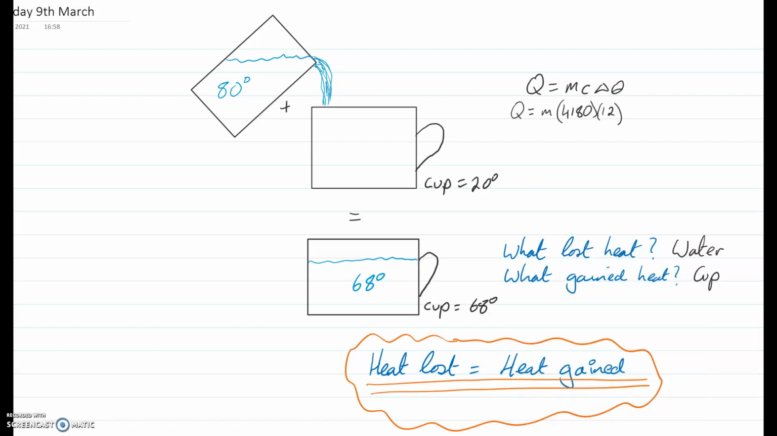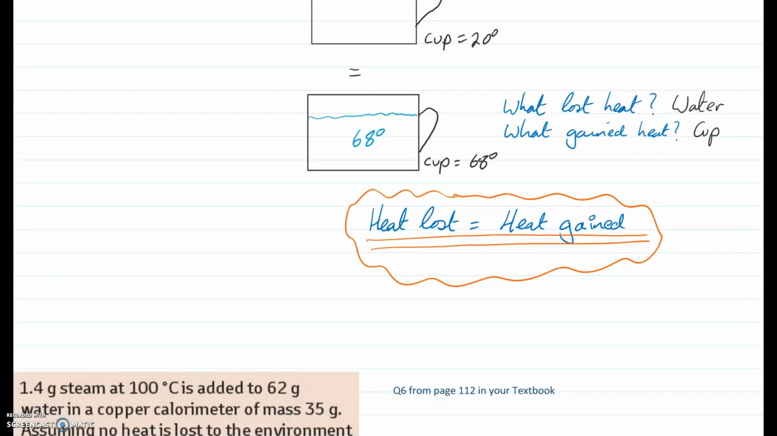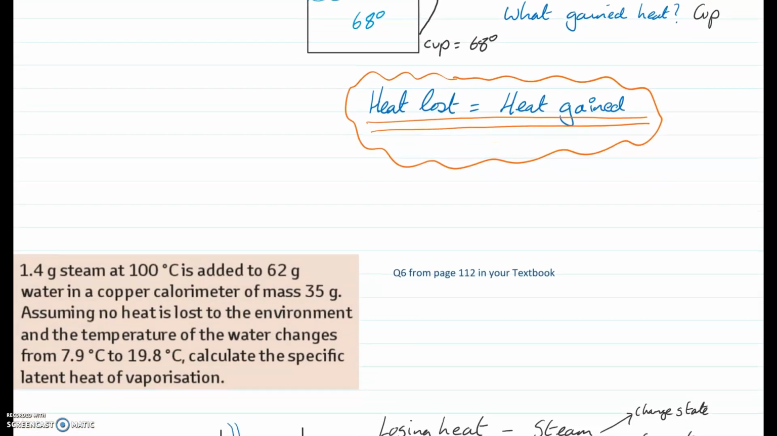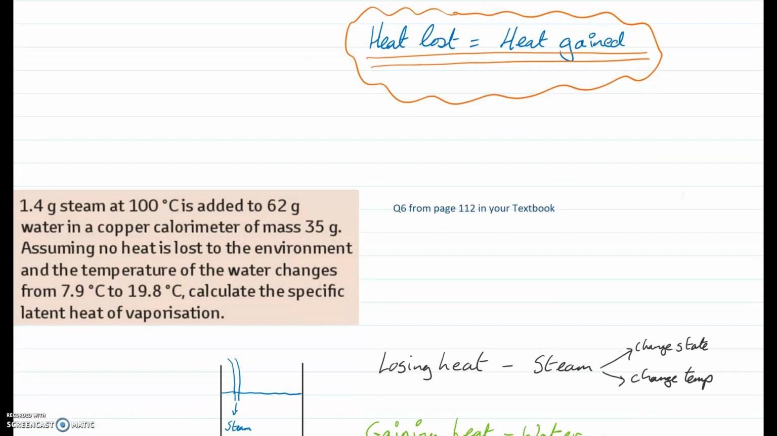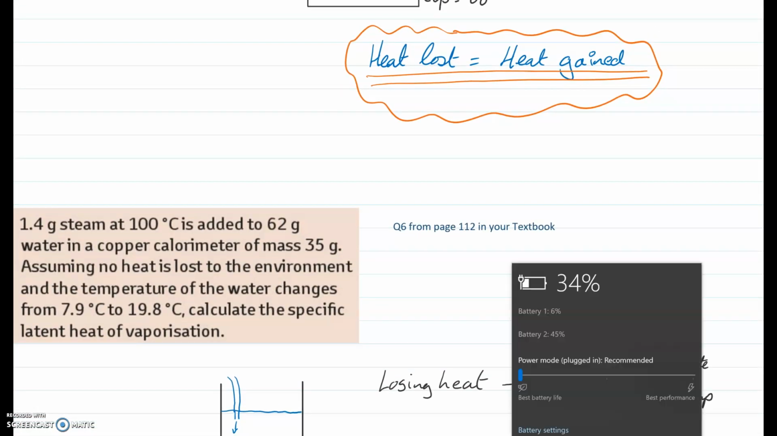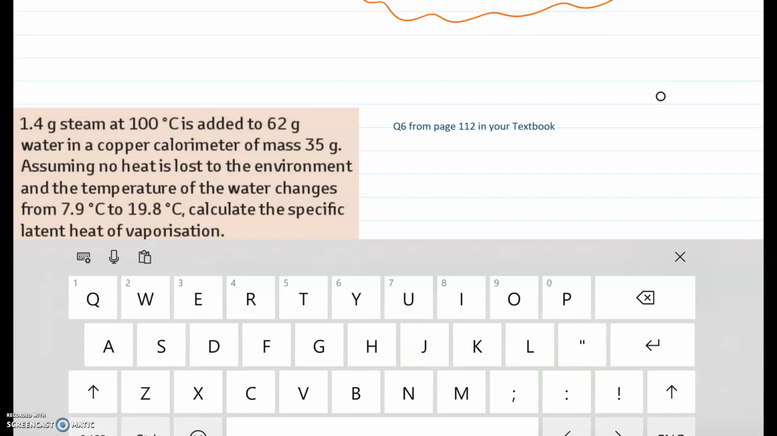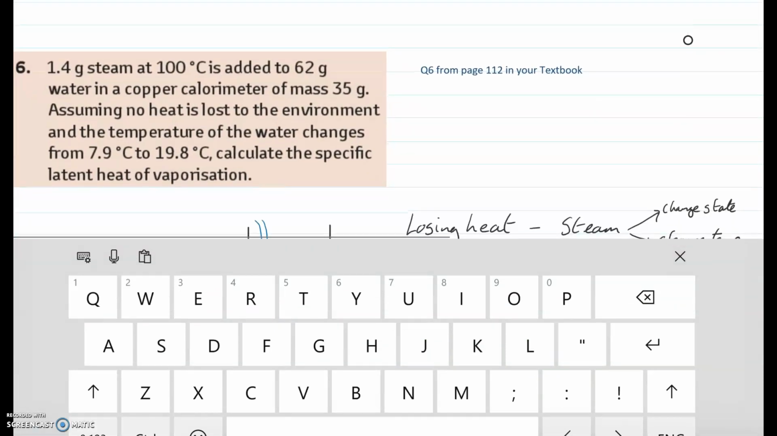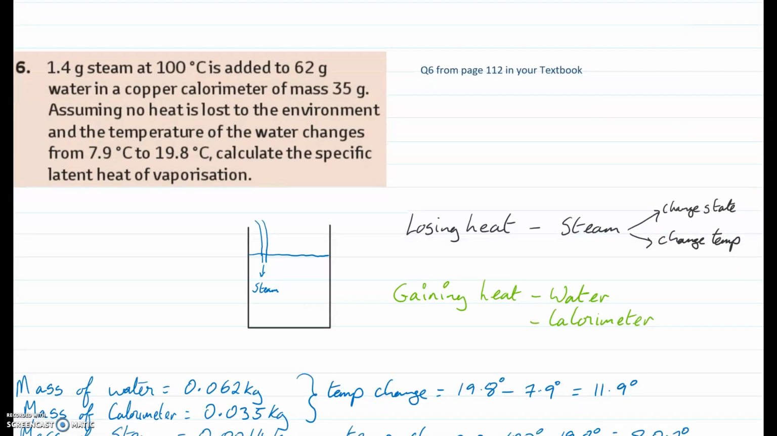So there's lots that you can do here. Now, what we are going to look at today is questions that deal with that. So let's look at a question from your book then. This is page 112 in the textbook. What they are talking about here is adding steam into water that sits in a copper calorimeter.